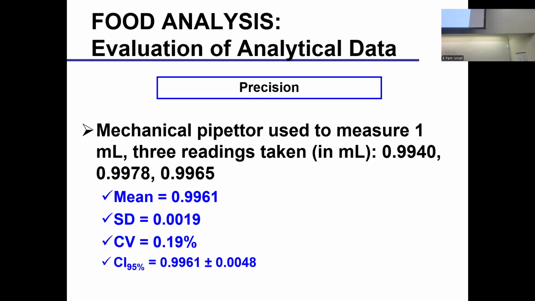Then you can report your confidence interval as plus or minus this value, or you can add 0.0048 to 0.9961 and subtract it, so you will have a range, the lowest and the highest. So there are two ways of reporting it: either as a range, the lowest number and the highest, or your average plus or minus. This tells you that whatever the true value is, it lies within this interval with a confidence of 95%.